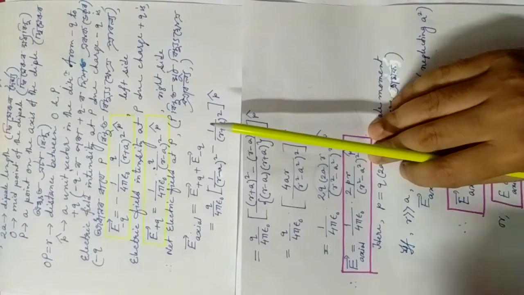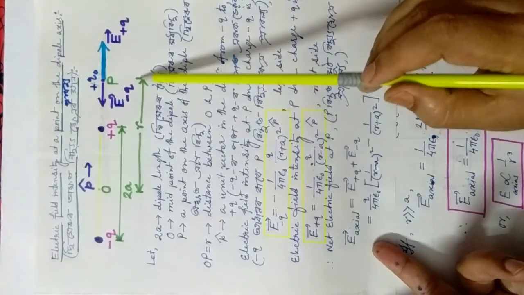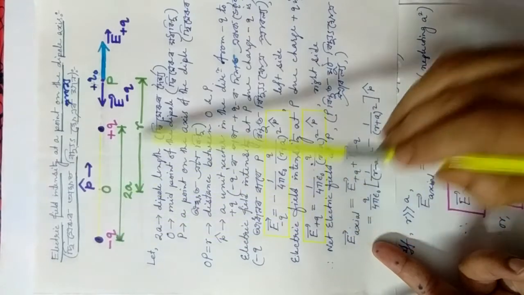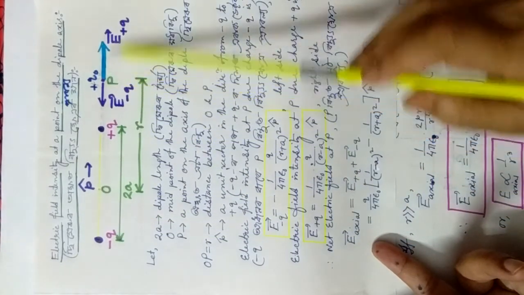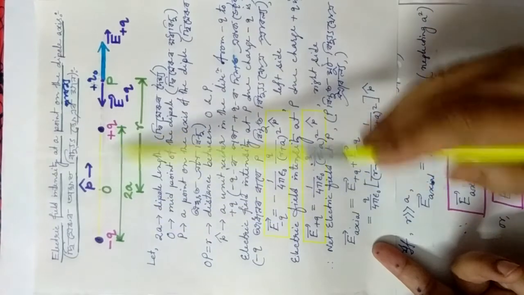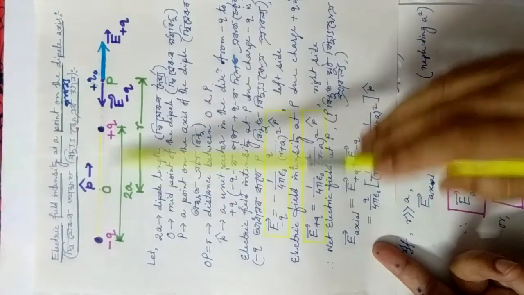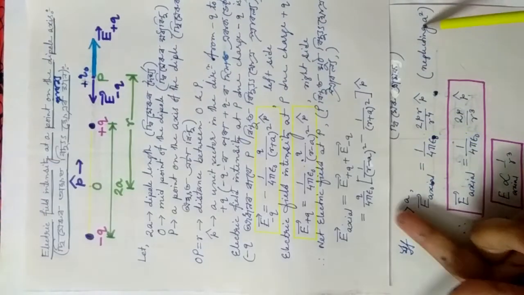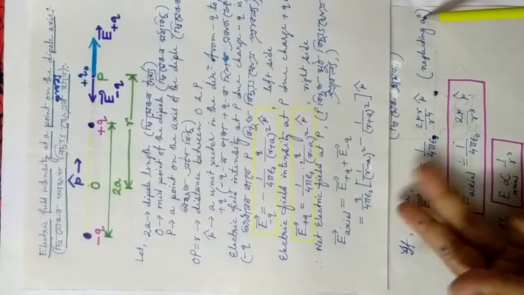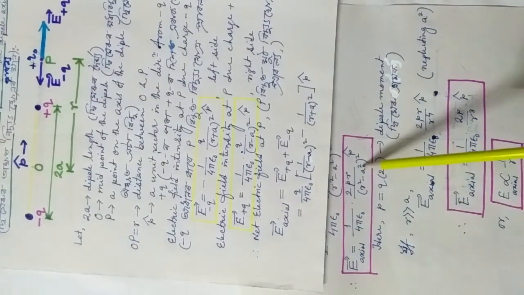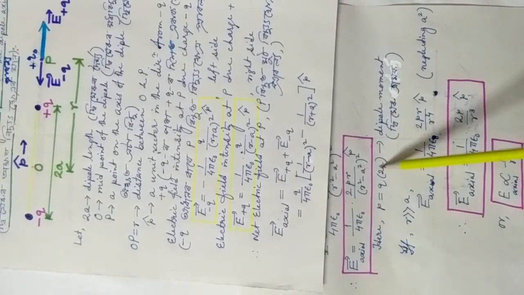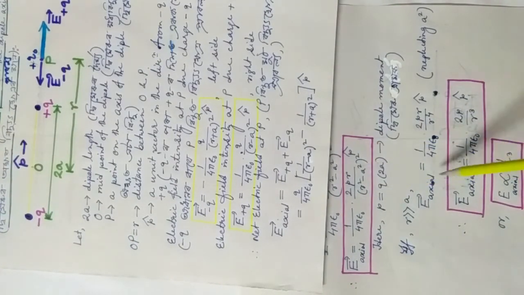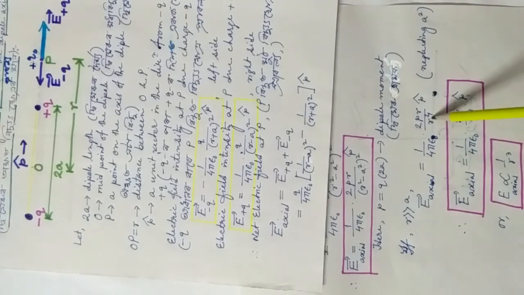Now see here once more. If r is much greater than a, that means if point P is located far away from the dipole, then what will happen? We may neglect the term a, that means a square. If you neglect a square, it will become 0. Then r square whole square means r to the power 4, and we can cancel this r with the r here, so it will become r cube.